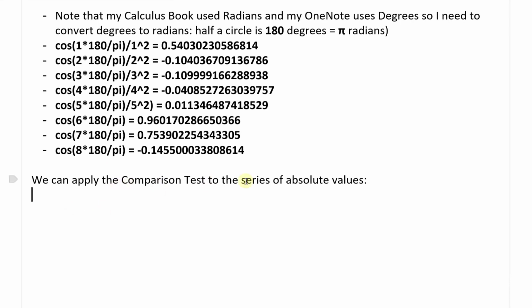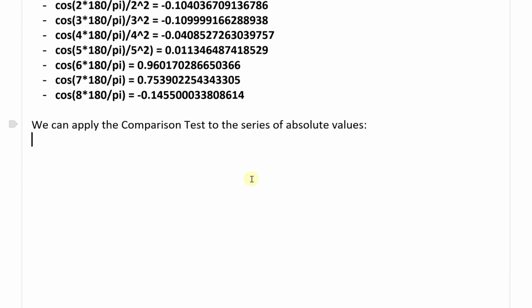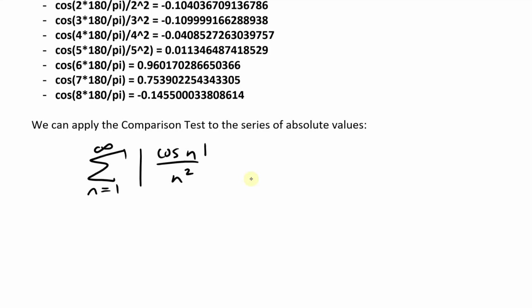Now we can apply the comparison test to the series of absolute values, because of the nature of cosine, or trigonometry. So let's look at the summation from n equals 1 to infinity of the absolute value of cosine n over n squared. Since we have n squared, n is always positive, so the only part that can be negative is the trigonometric function cosine. So we can get rid of the absolute value for the bottom. This just equals the summation from n equals 1 to infinity of the absolute value of cosine.